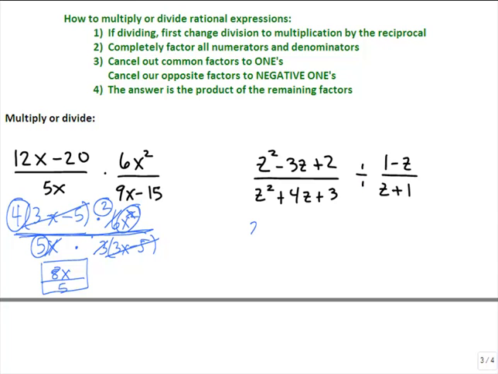So when you do that, the first fraction does not change. So I'm going to recopy this first fraction exactly as it is. And then I'm going to change this division symbol to a multiplication and flip over the second fraction, z plus 1 over 1 minus z. Now we're ready to treat this problem just like the last one.